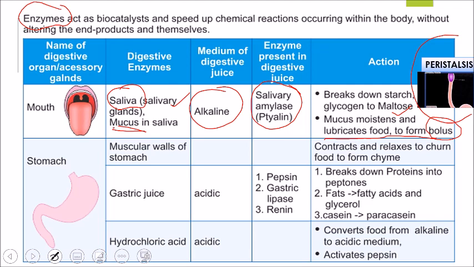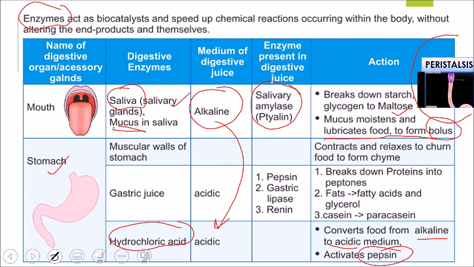So now, after the esophagus, the food is entering one of the strongest organs in our body, which is the stomach. Why did I call it the strongest organ? We all are aware that the stomach secretes hydrochloric acid, HCl, and that is why our alkaline food has now become acidic. What does this hydrochloric acid do? It converts, of course, the food from alkaline to acidic, but importantly, it activates pepsin.